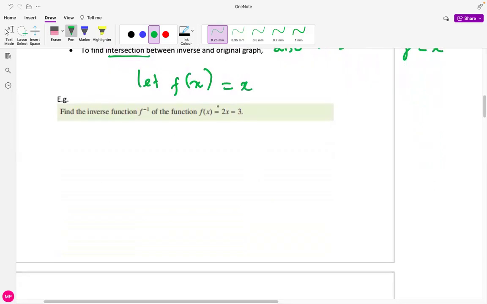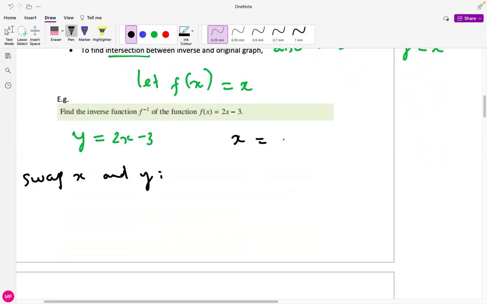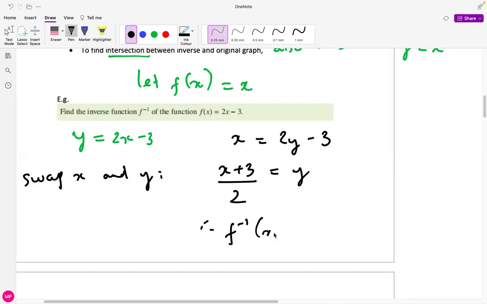Find the inverse of 2x minus 3. So we have y equals 2x minus 3. And to find the inverse, we swap x and y. So what we have here is x equals 2y minus 3. And then we're going to solve for y. So x plus 3 equals 2y, then get the 2 divided to the other side. So there, now you have an inverse equation. Therefore, f inverse equals (x plus 3) over 2.